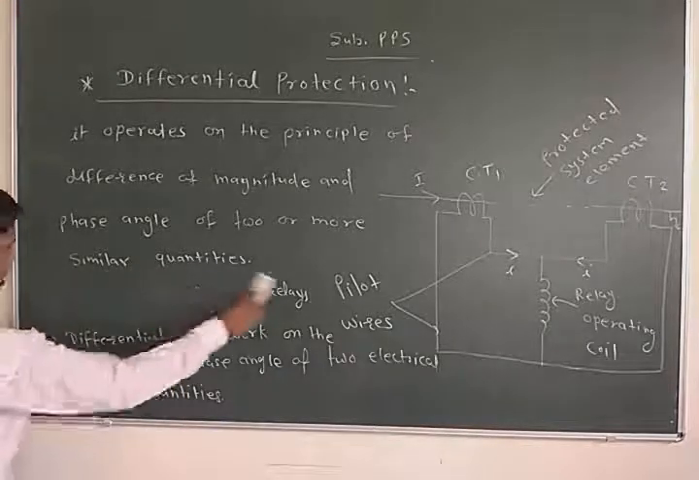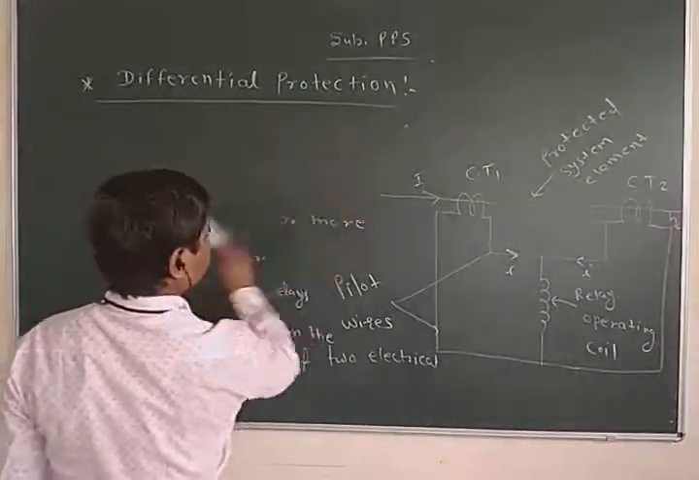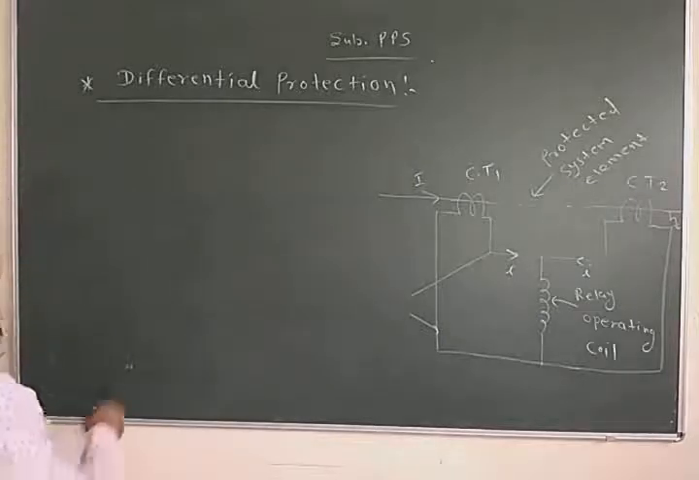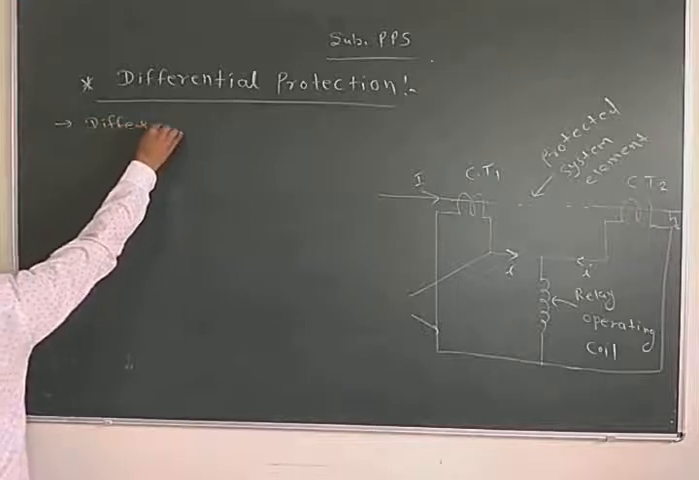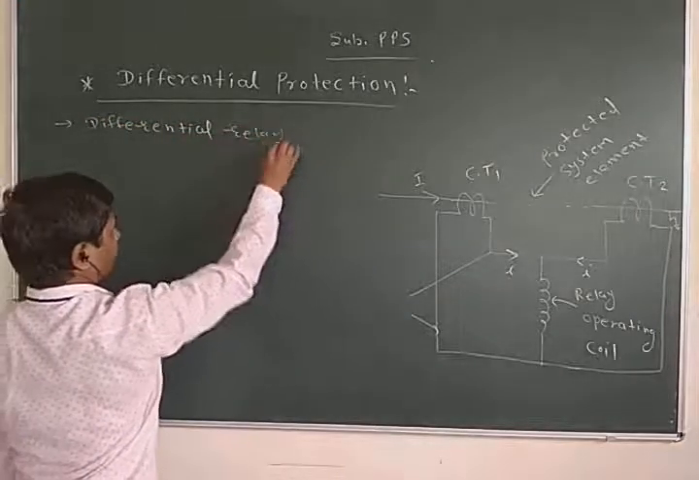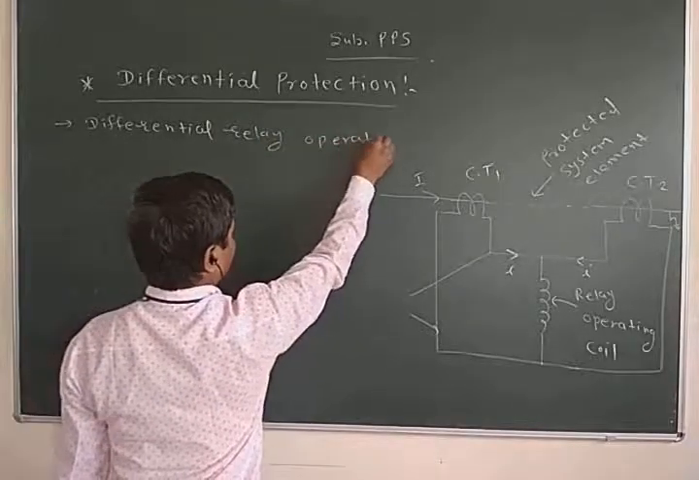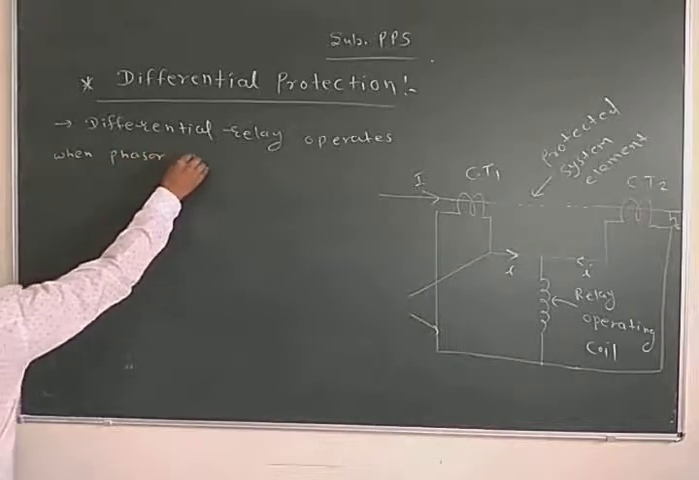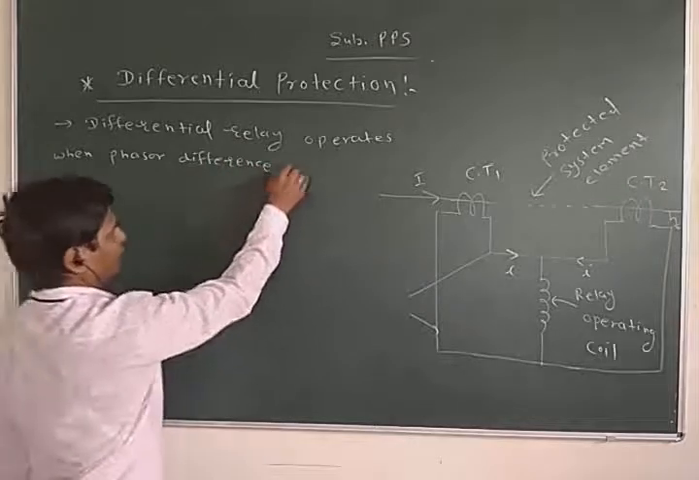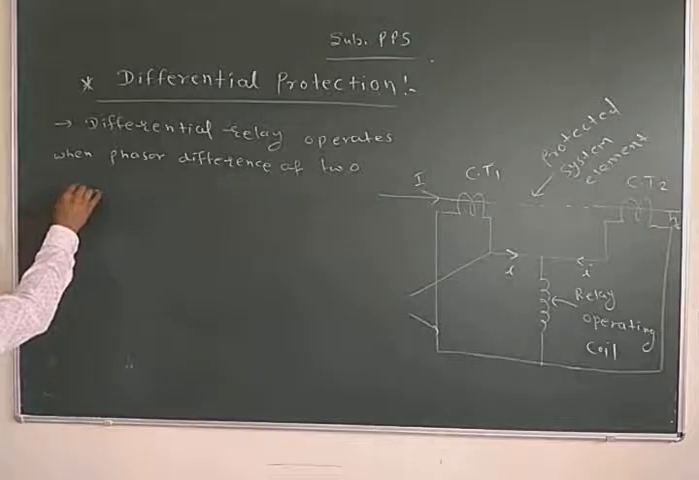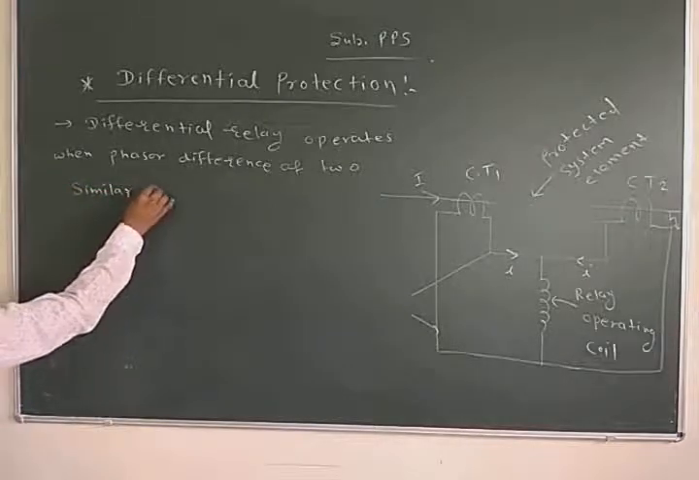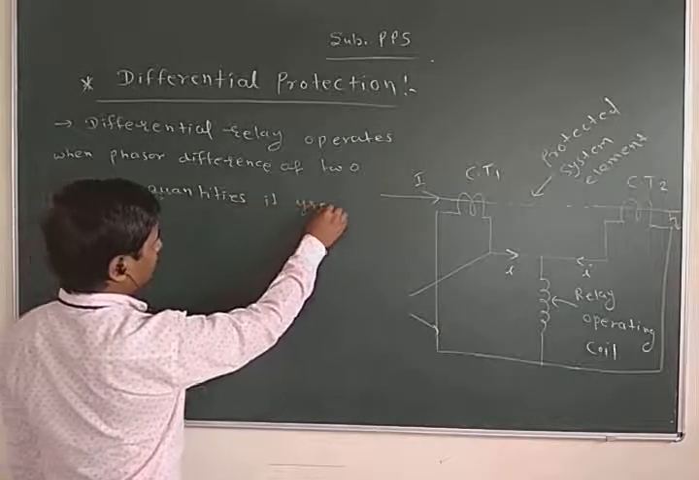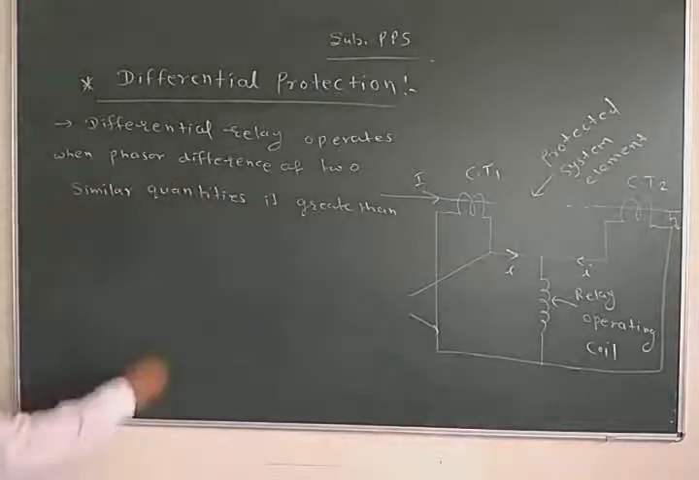Next is differential relay operates when phasor difference of two similar quantities is greater than predefined value.